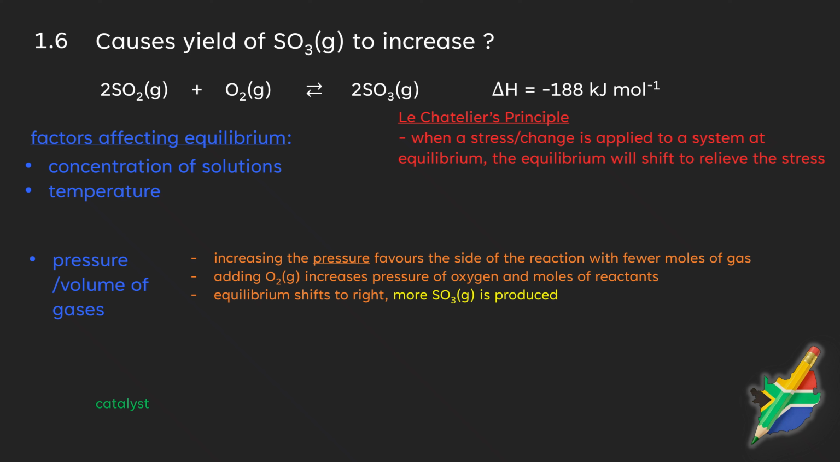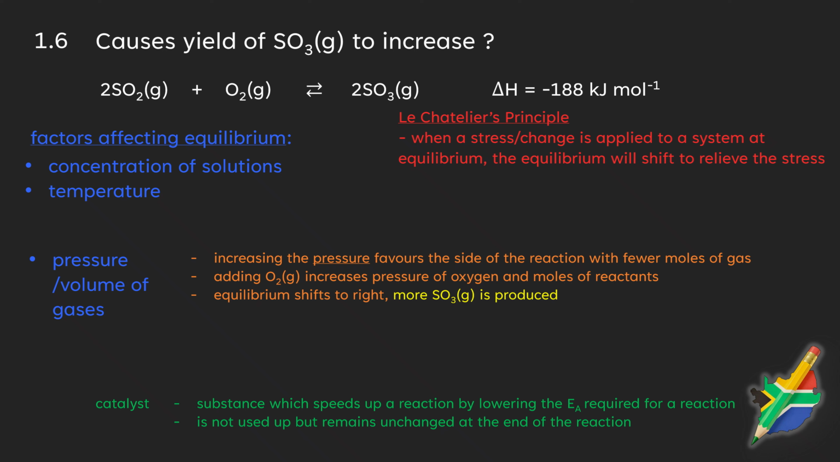Answer B mentions adding a catalyst. A catalyst is a substance which speeds up a reaction by lowering the activation energy required for a reaction to occur. In the case of a reversible reaction, both the forward and reverse reactions are faster when a catalyst is present. A catalyst is not used up but remains unchanged at the end of the reaction. Although a catalyst speeds up a reaction, it does not affect the equilibrium or the yield of product. Answer B is incorrect.